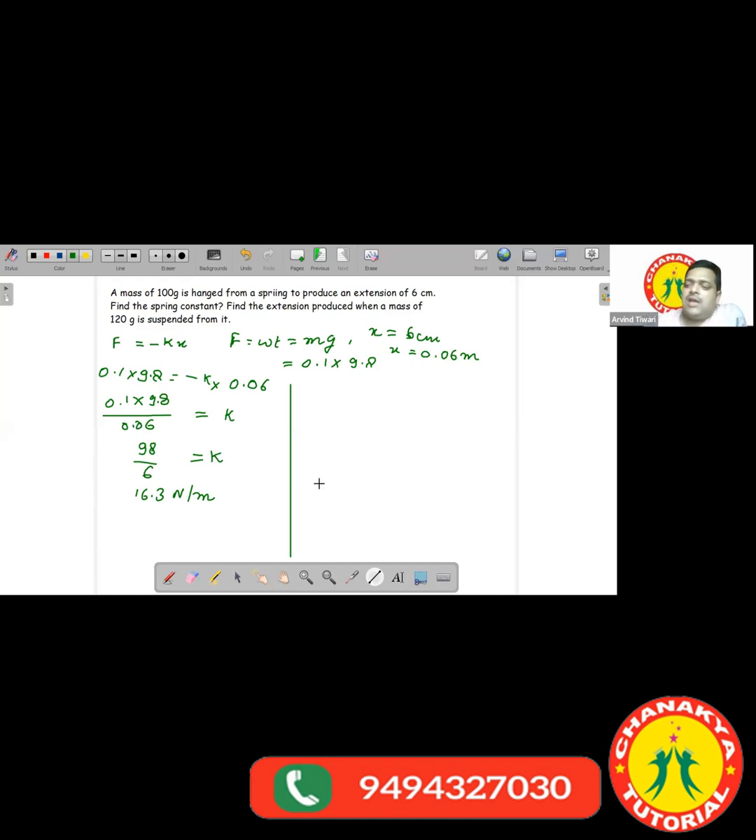Okay, so have you got the answer for the second part? Use the same one, F equals kx. Calculate.